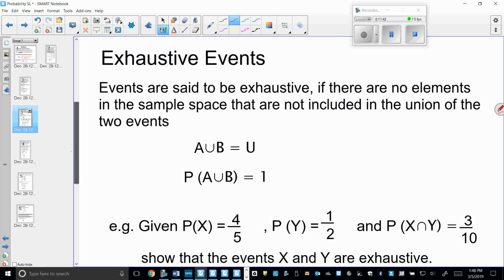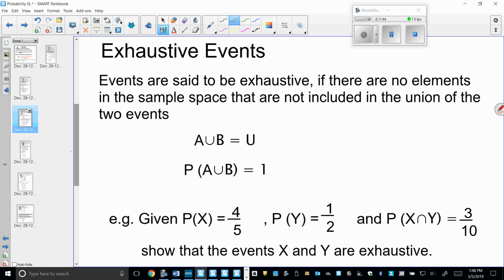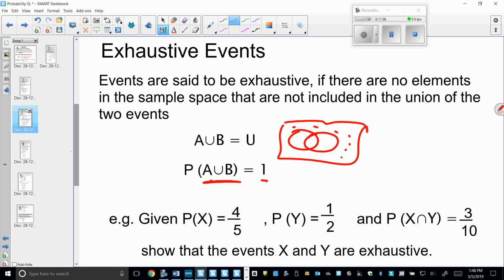Exhaustive events just means that there's nothing outside, essentially. And so the union would equal 1. So when we were talking about Venn diagrams, remember sometimes in the past we had things outside here. If it was exhaustive, it's all in here. There's nothing on the outside. Because remember, the probabilities of events happening always add up to 1. So the union would have to equal 1 if there's nothing on the outside.